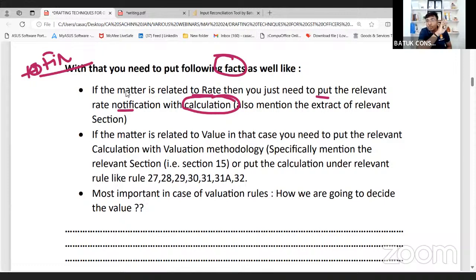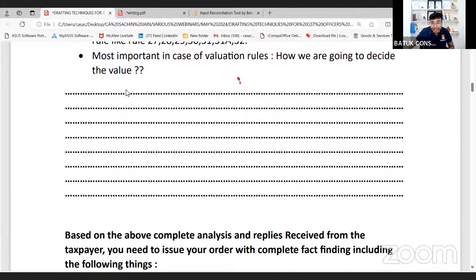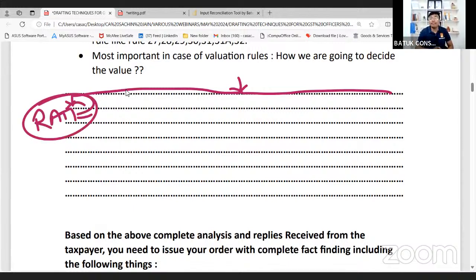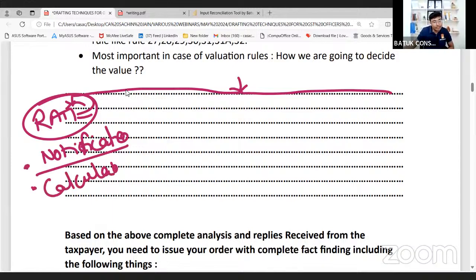So when we are issuing the show cause notice, at that time if there is any issue on account of rate, then we just need to ensure that all the relevant notifications from which I have considered the rate are to be part of our SCN. Also, if there is a certain calculation on the taxable value, then that calculation should be part of that particular SCN.